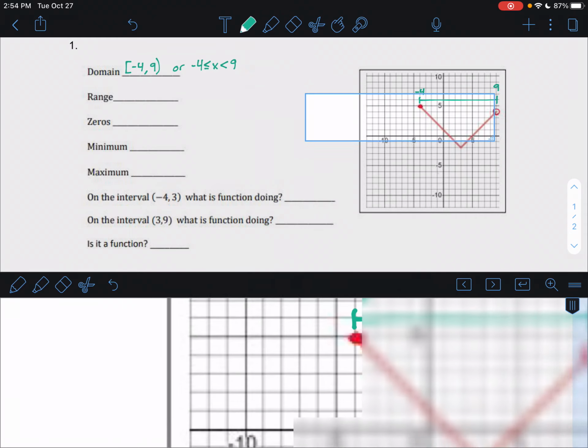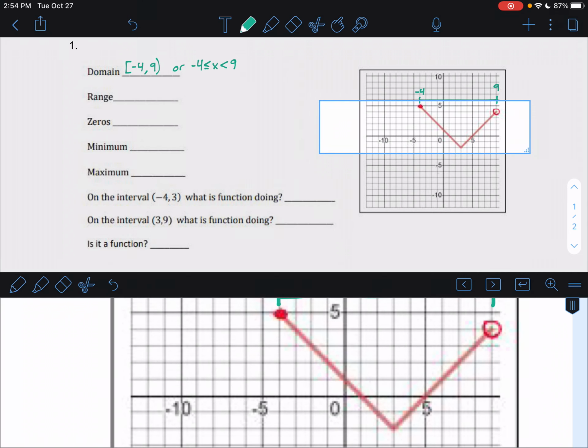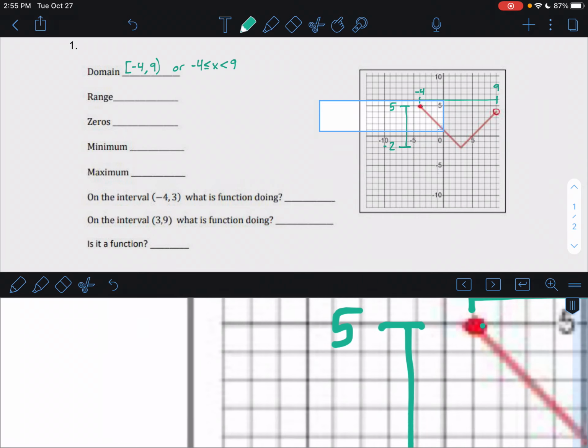All right, the range, which is up and down, let's see, the range doesn't go below there, and it goes up to there. So that looks like -2 up to 5. And there's a closed circle there and a closed circle there, or well, there's not even a circle there, but you know, the point exists there. Therefore, both of these numbers will be included.